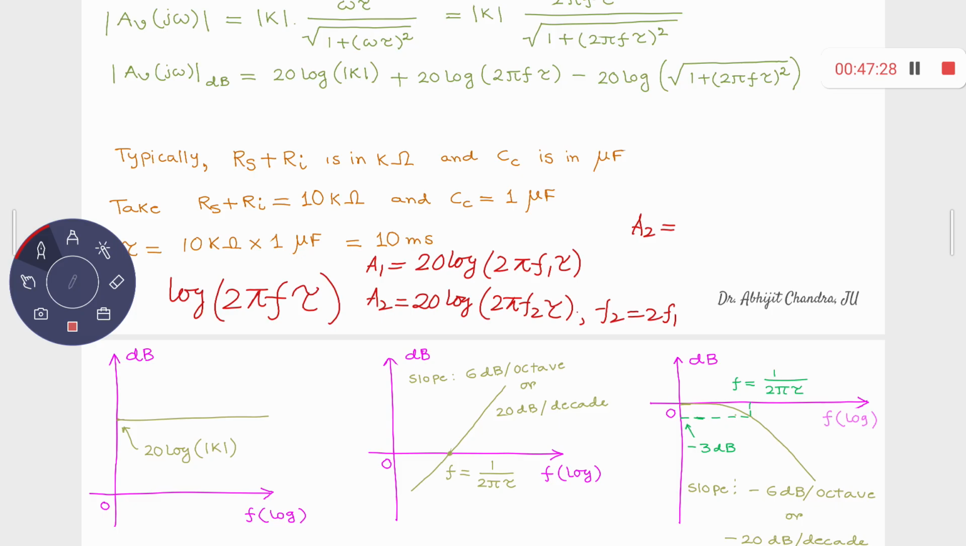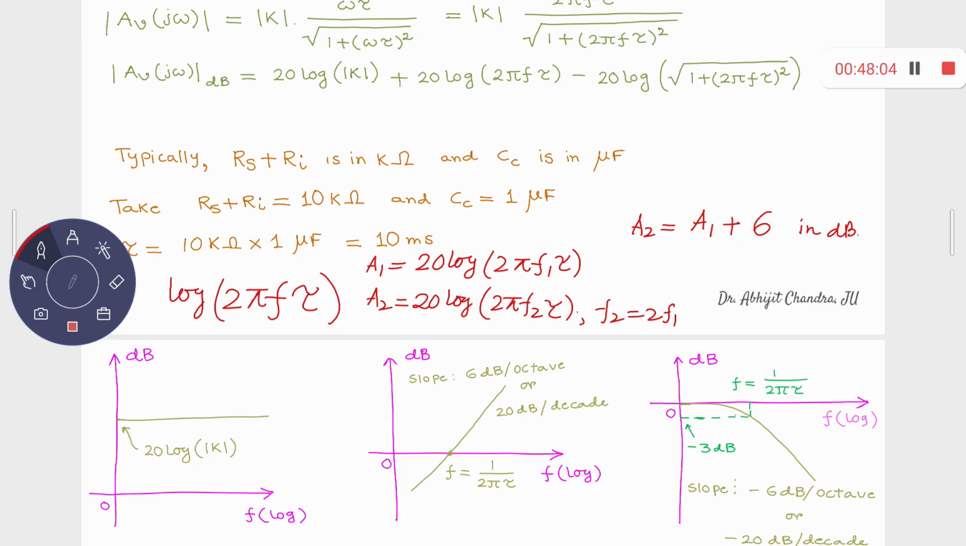So A1 plus 20 log 2, that is A1 plus 6 in dB. All of them are in dB. 20 into 0.3, that is 6. So if I increase the frequency by a factor of 2, the corresponding dB value will increase by an amount of 6. So it is known as 6 dB per octave. The gain is 6 dB per octave.